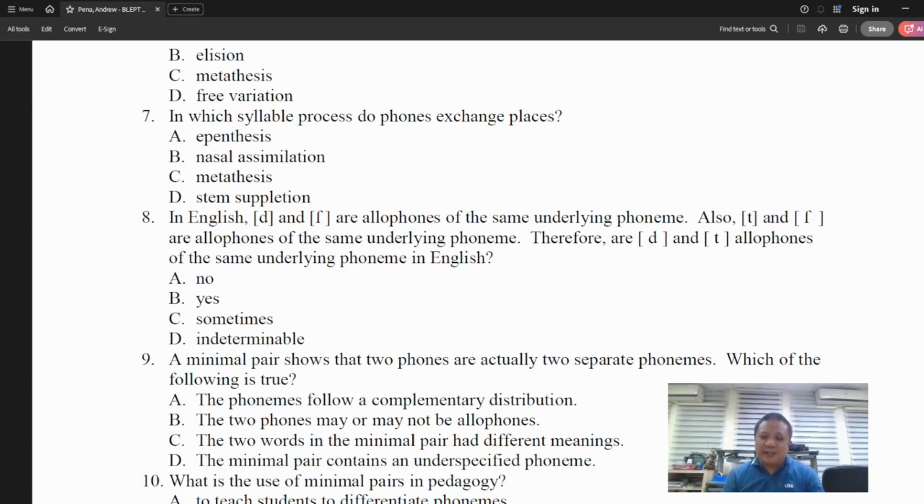Because you can find a minimal pair in English where the [ð] and t produce a change in meaning. Okay, so for example, dent and tent. The change from the [ð] to t, from dent to tent, produces a change in meaning. So the [ð] and t are not allophones, they are separate phonemes in English.